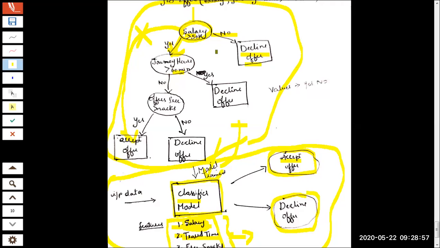That's the assumption. So one more node has been introduced, which serves as one more parameter, which will help us decide on the class for the new input. Okay, so if the journey hour is greater than 60 minutes, he will decline the offer. So a decision was made. Now, the journey hour is less than 60.